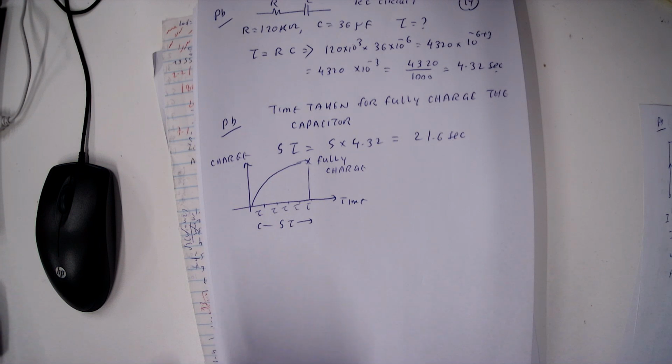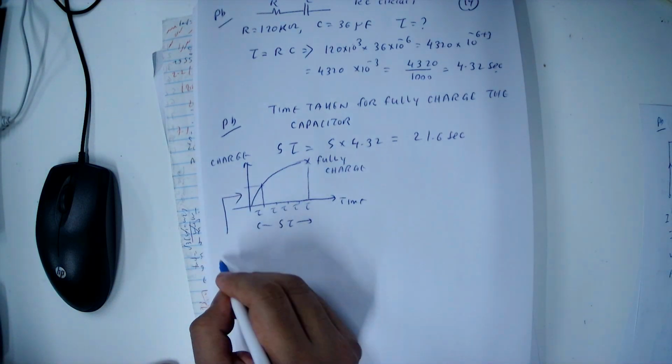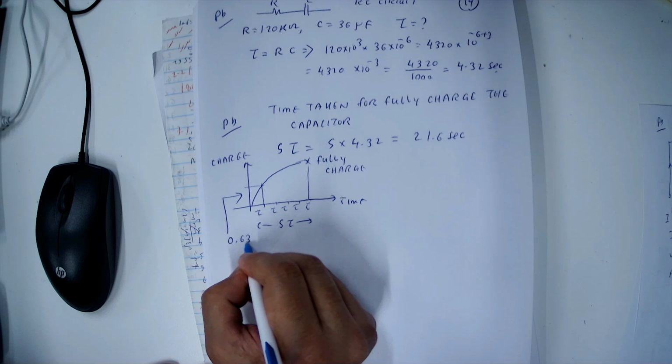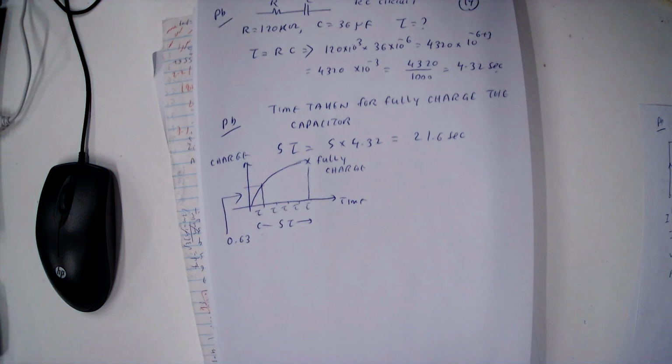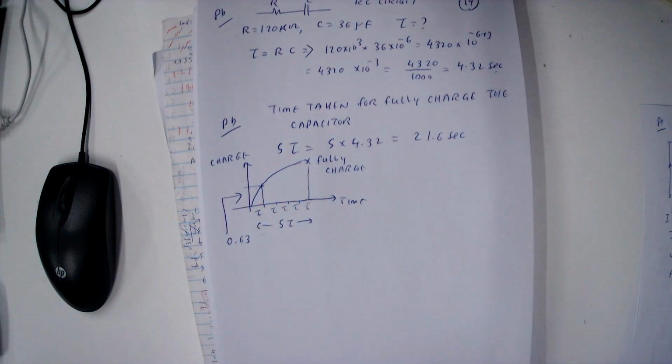So at the 1 time constant, how much do we charge? Only 0.63. Only 0.63 will be charged. If you supply the voltage, that voltage multiplied by 0.63, the capacitor stores only 0.63 multiplied by the supply voltage as charge. That's why it's stored. So this is the equation.